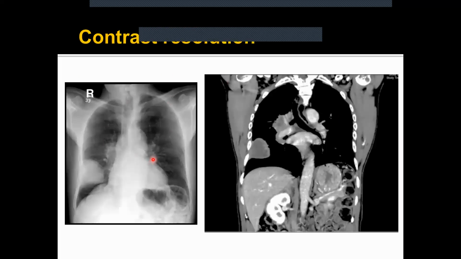Again, contrast resolution. When you have a higher contrast resolution, you're going to get all of these grays that appear. Same concept in CT scans. With a higher contrast resolution, you can see more differences, because more grays are appearing instead of it just being a solid black and white image.